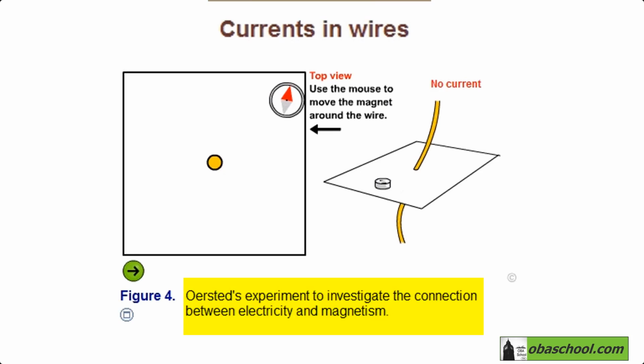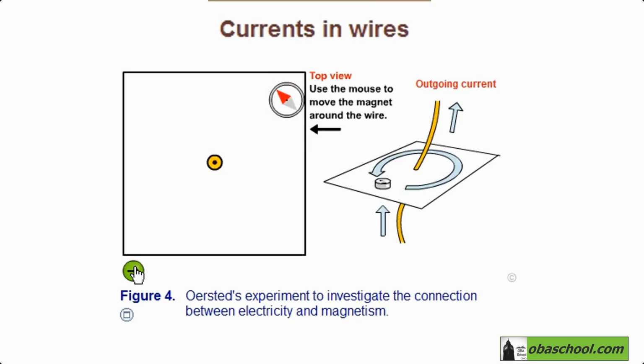In this experiment, the physicist Ørsted investigated the connection between electricity and magnetism by using currents in wires. We agreed that the compass shows the direction of the magnetic field. Now let's turn on the current and observe the compass. So what do you think this indicates? The movement of the needle of the compass indicates the presence of the magnetic field.